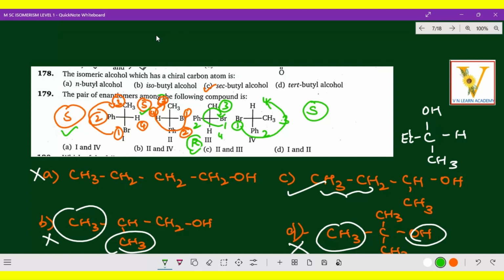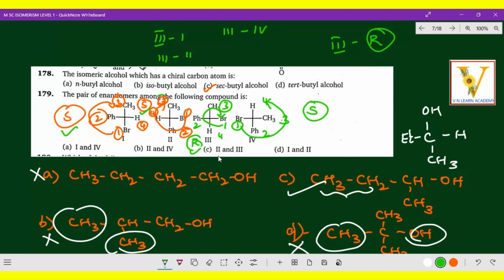So let us have the pair. R configuration: 3 and 1, 3 and 2, and 3 and 4. So these are all with 3, actually the third compound is R. Rest of them are all S. This 1 and 2 and 4, S. So that means 1 and 3, 2 and 3, 3 and 4.